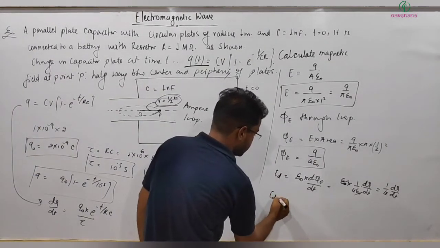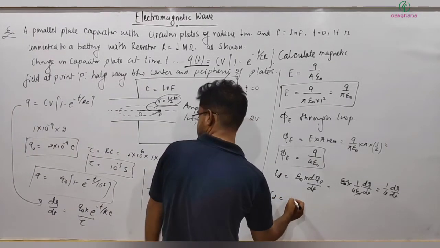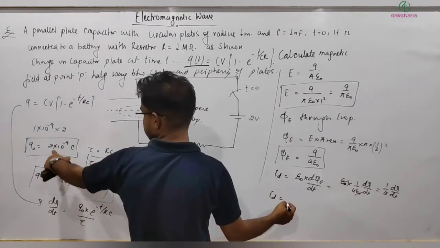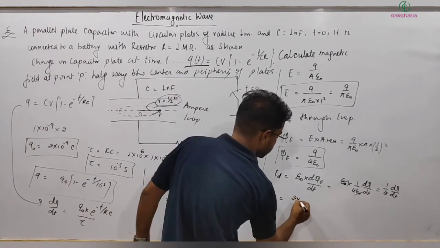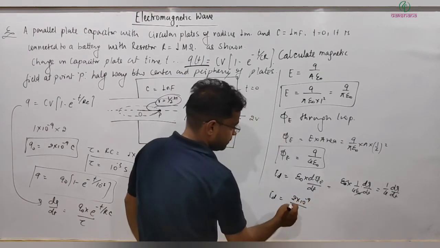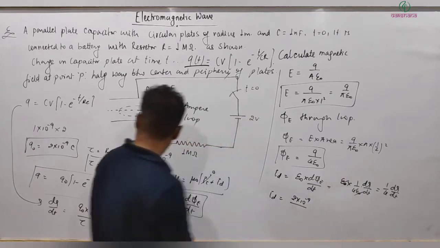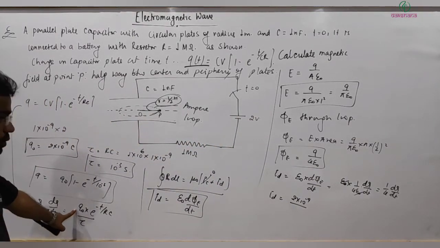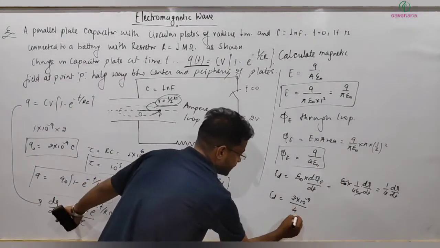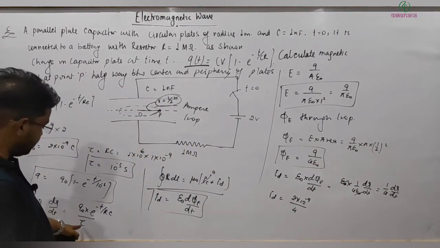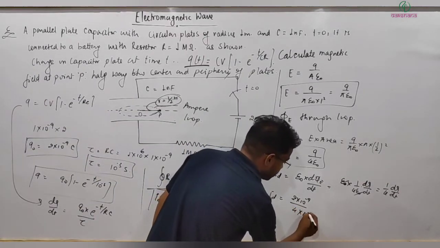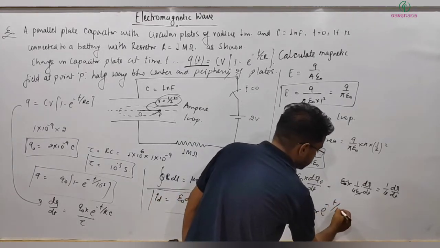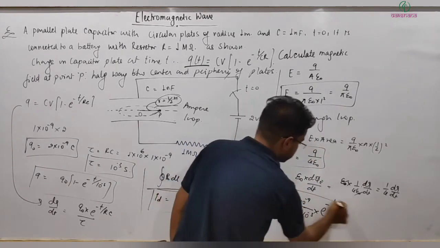Then displacement current is equal to dq by dt, I am substituting it. So q naught is how much? This 2 into 10 to the power minus 9, divided by... id, this is 1 by 4, and dq by dt is q naught by tau, tau is equal to 10 to the power minus 3, multiplied by e raised to the power t divided by 10 to the power minus 3. So this is displacement current.